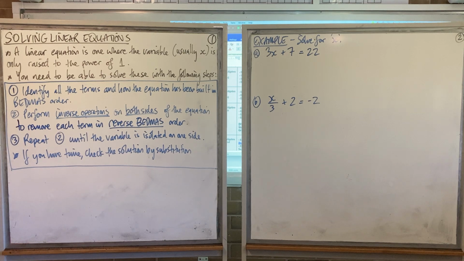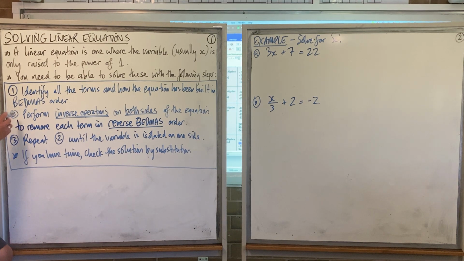So what's the first step? Identify all the terms and how the equation has been built in BEDMAS order. Can someone remind me, what does B stand for in BEDMAS? Brackets. Good. What does E stand for? Exponent. Exponent, so that's a power. D, Division. M, Multiplication. A, Addition. S, Subtraction.